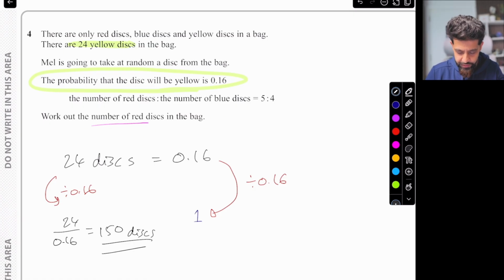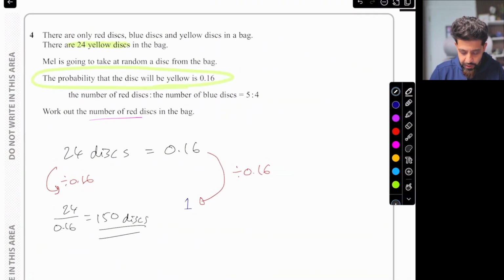Okay, that's the total number of discs that we have. Now remember, 24 of those were yellow. So if we do 150 minus the 24, we get 126. So that means 126 discs are the other colors, which is red or blue.